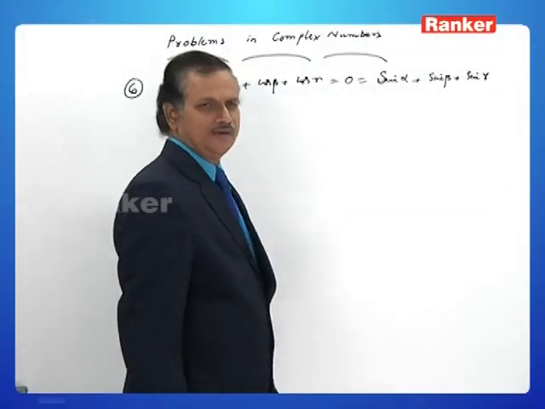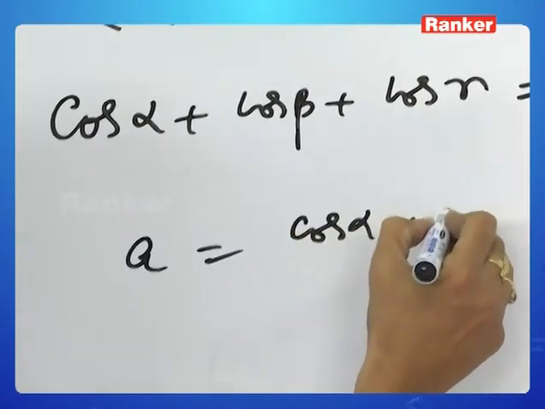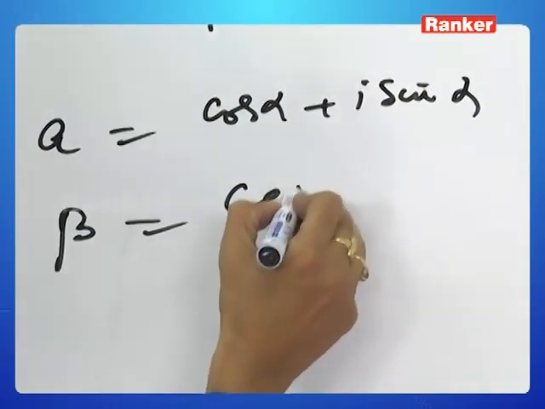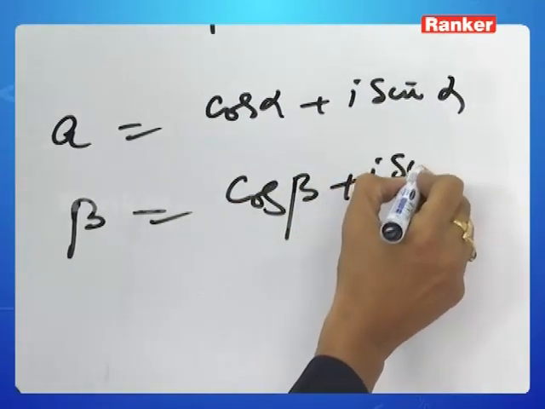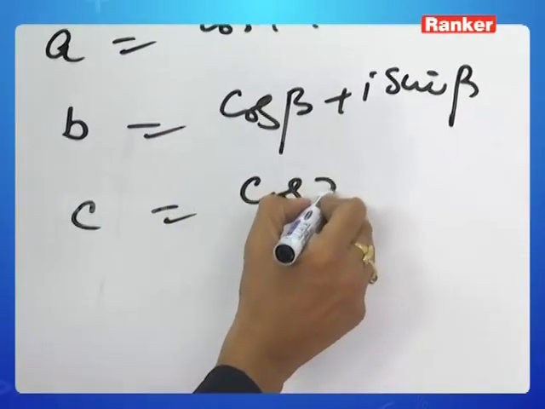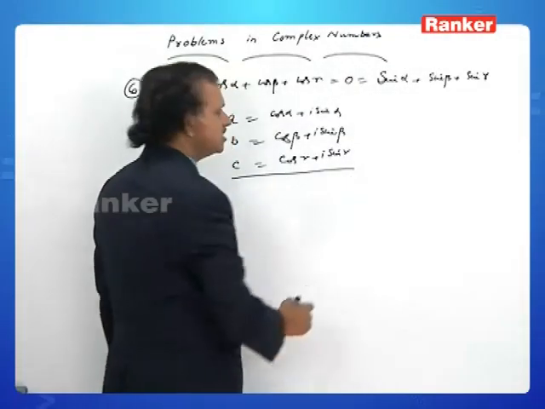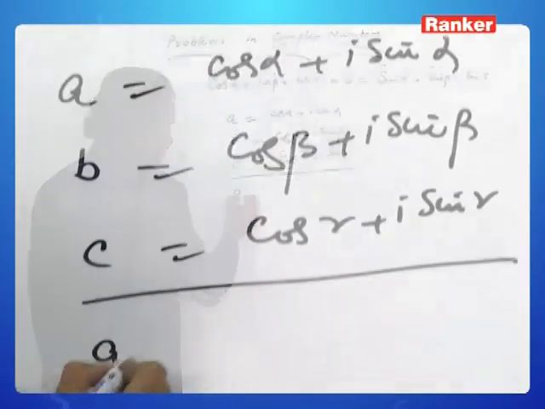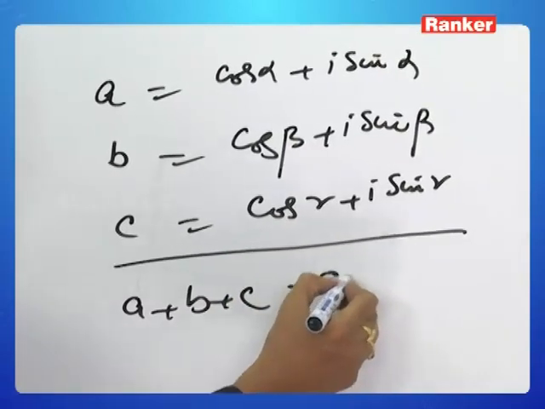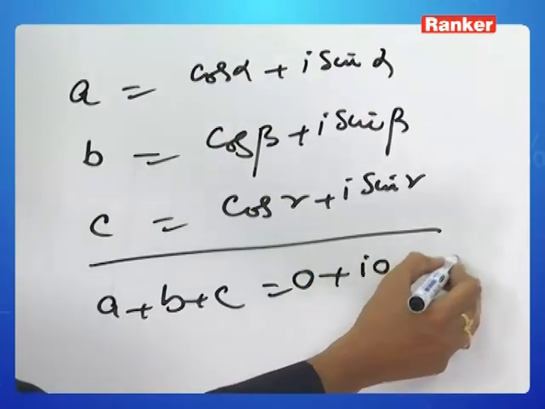Sin gamma. Now, let me write A is equal to cos alpha plus i sin alpha. B is equal to cos beta plus i sin beta, and C is equal to cos gamma plus i sin gamma. If you add these three, what do you get? A plus B plus C is equal to cos alpha plus cos beta plus cos gamma is 0, plus sin alpha plus sin beta plus sin gamma into i is again 0, hence it is 0.